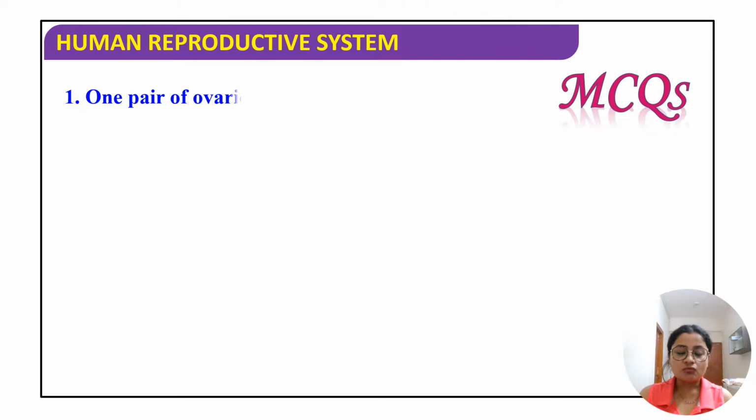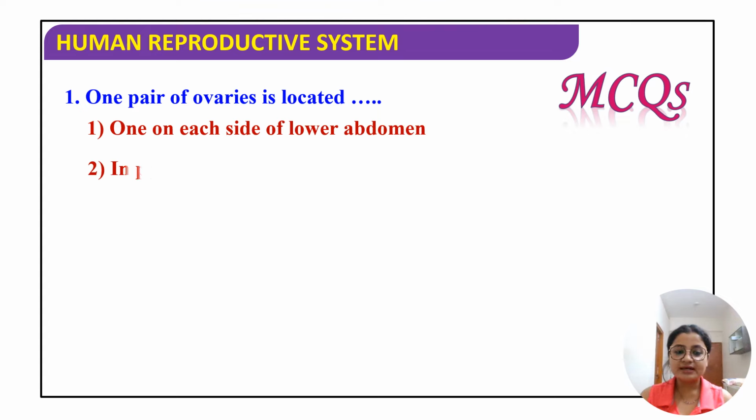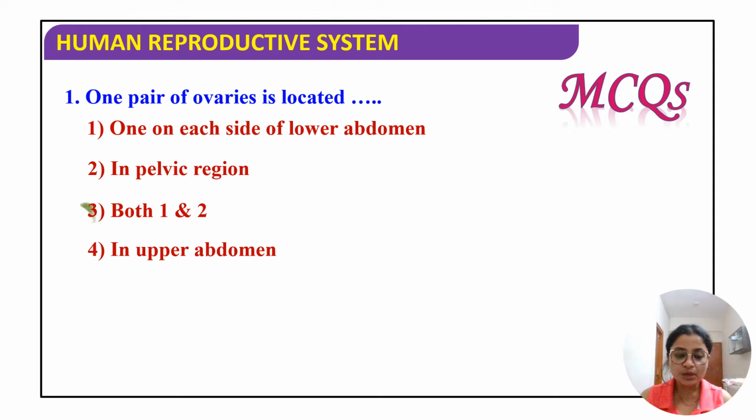Okay. Now one important MCQ that I want to share with you. One pair of ovaries is located. Let's see the options. Number 1, one on each side of the lower abdomen. Number 2, in pelvic region. Number 3, both 1 and 2. And number 4, in upper abdomen. So the right option will be both 1 and 2. Pelvic region में तो होना ही है, और one on each side of the lower abdomen, isn't it? Each side of the uterus. So एक left side में होगा, एक right side में होगा. So both options 1 and 2 will be correct.